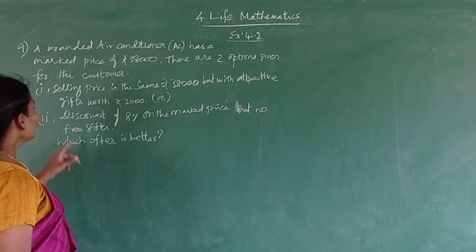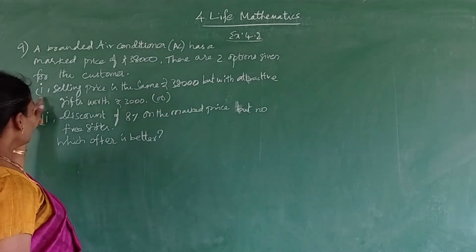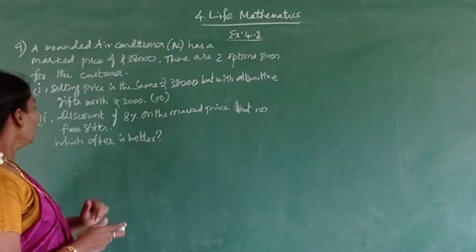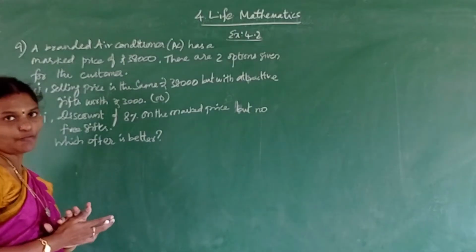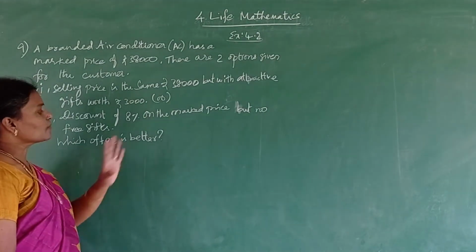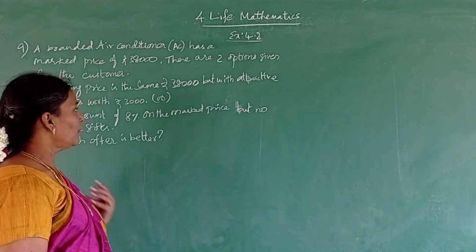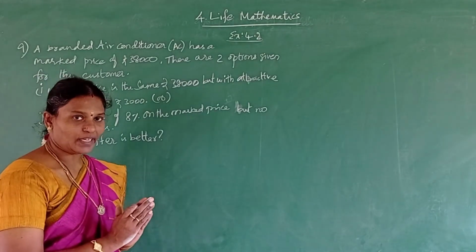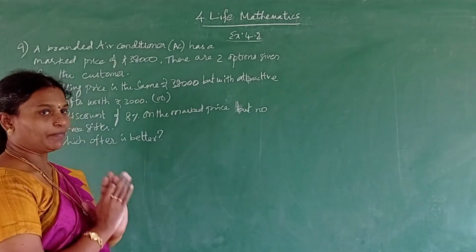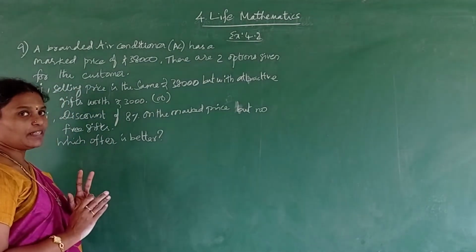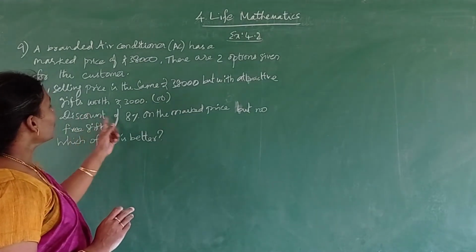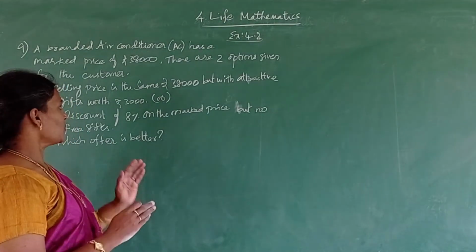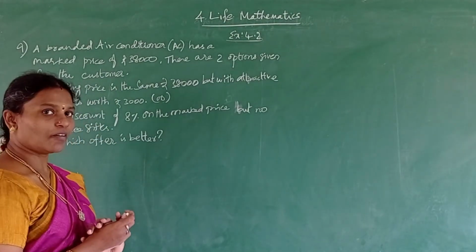Okay, so that is the first option. The second option is a discount of 8% on the market price, but no free gifts. Which offer is better? So what is the first one? The selling price 38,000 is the same, but they give an attractive gift. Okay, the second option, the discount of 8% on the market price. So which option is better for the customer? That is the question.